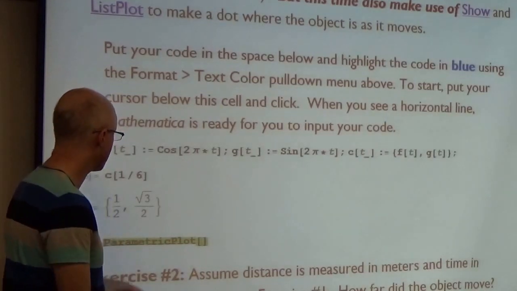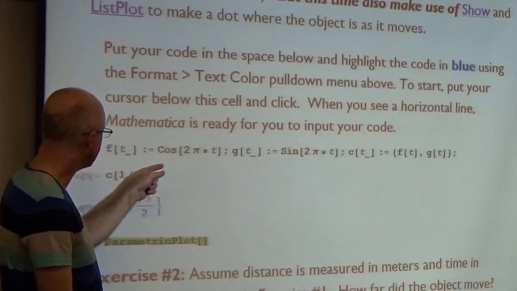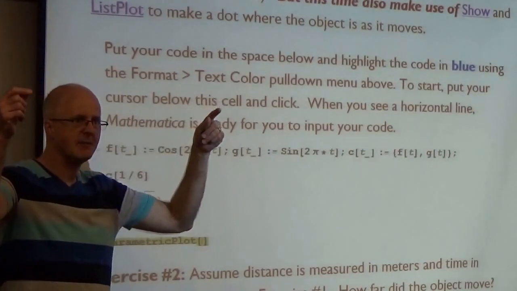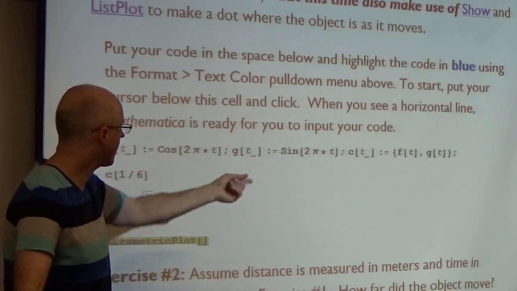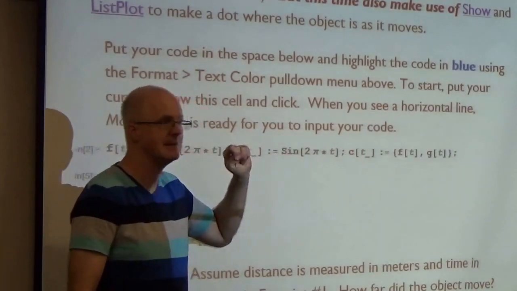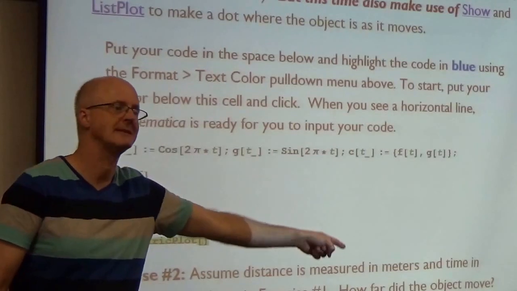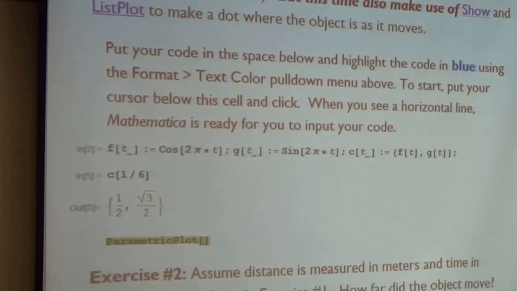ParametricPlot plots parametric curves. I could plug in f of t comma g of t inside curly braces as what I want to plot, but I've already defined c of t, I might as well use it. And c of t already has the curly braces in its definition, so I can just type c of t.